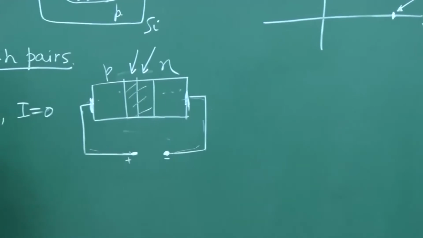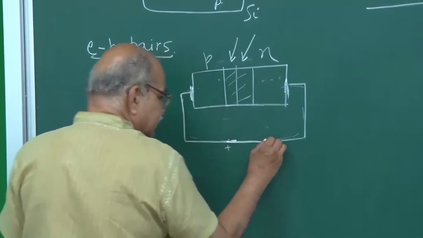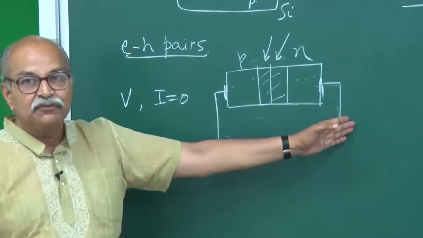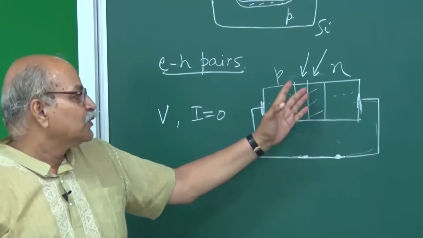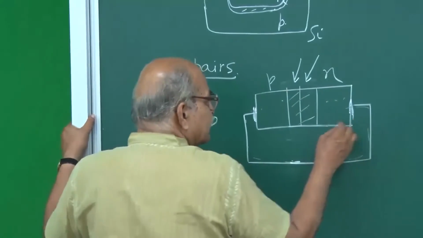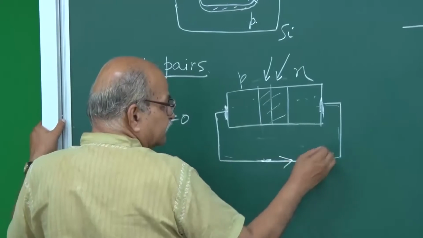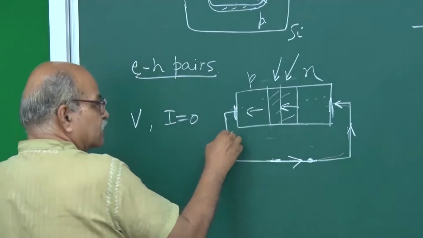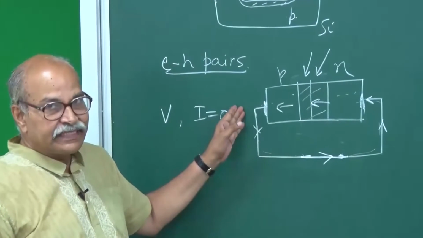What if I connect it to a load? First connect it by an almost resistance-less wire. So I just connect it. Then what will happen? Light is falling, and therefore EH pairs are being created, and therefore the electrons are going this side and these holes are going this side. So you will have a current here like this, and the current is in the negative direction.